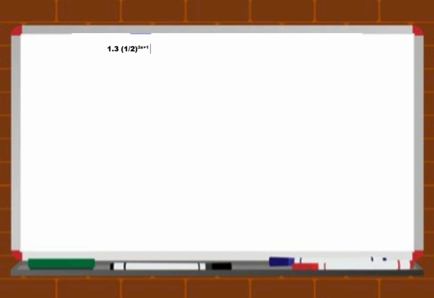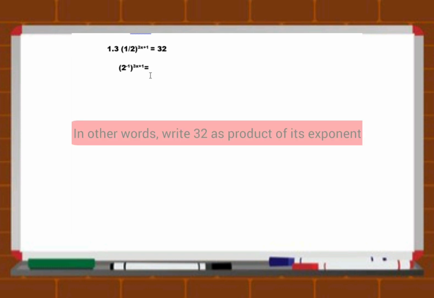plus 1 is equals to 32. At first glance, when you find something like this, you have to invert this 1 over 2 such that you have the same base on each side, right? How are you going to do that? You're going to say 2 to the power of -1 and say 3x plus 1 equals to this one. How can you represent 32 when you're using 2 as your base? To the power of 5.